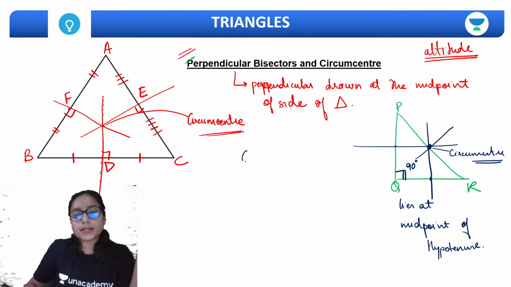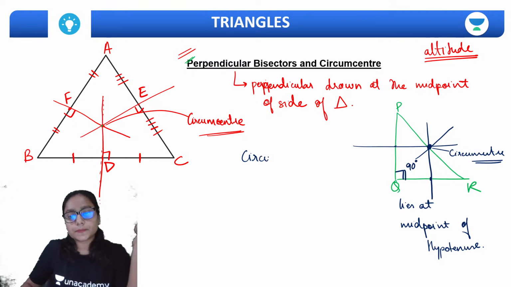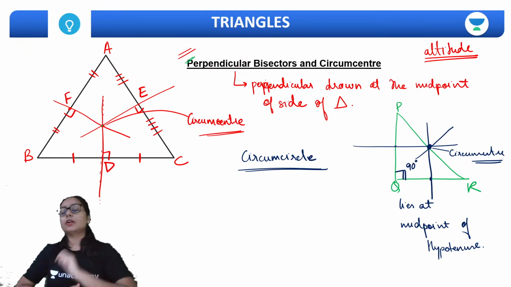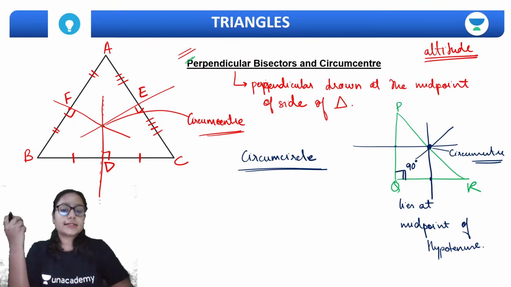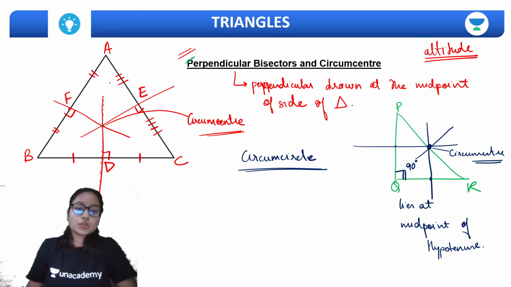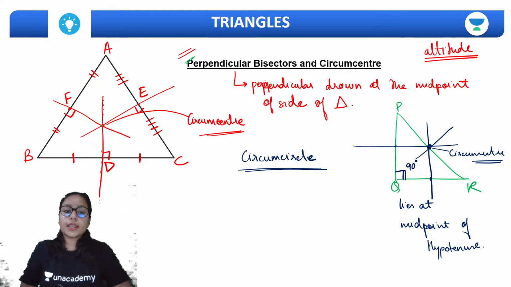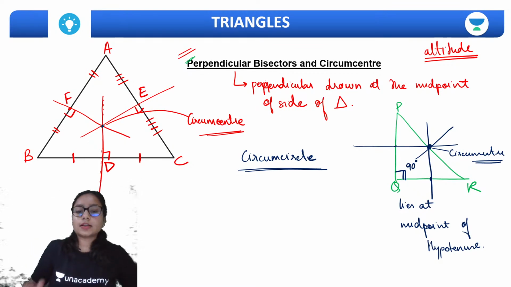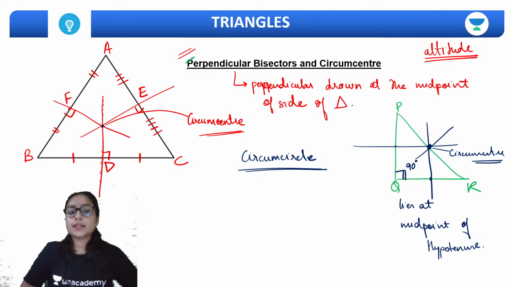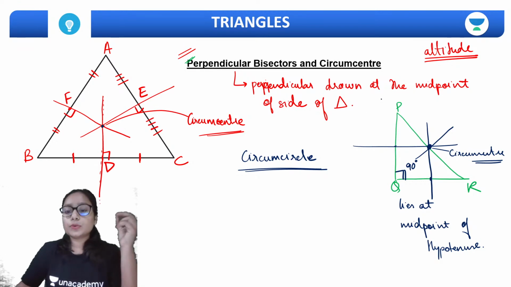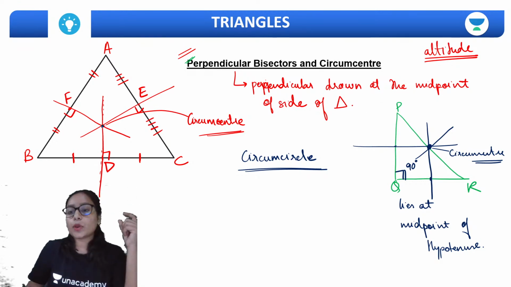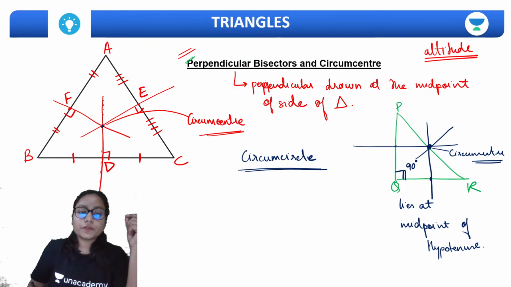Now let us discuss what is a circumcircle. Okay, you might have come across this term in questions. Let us understand what is a circumcircle. So if I have this triangle ABC. Okay, this point is my circumcenter. Alright, so what I am going to do is take this point and one of the vertices and join them.